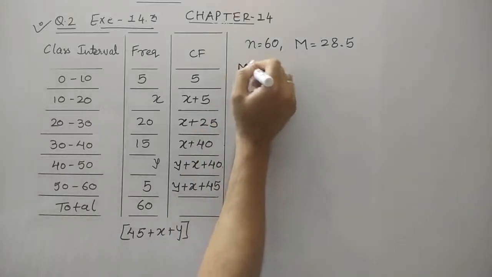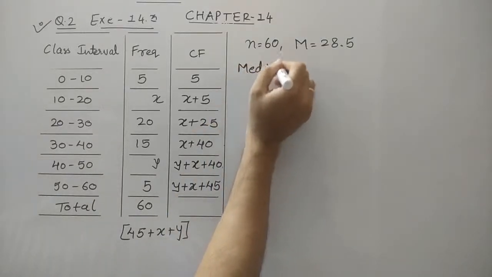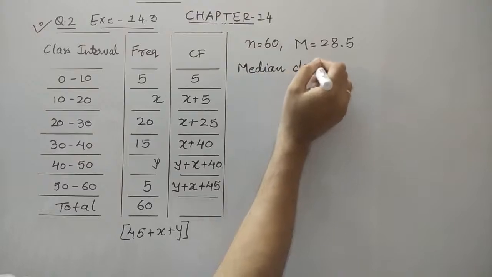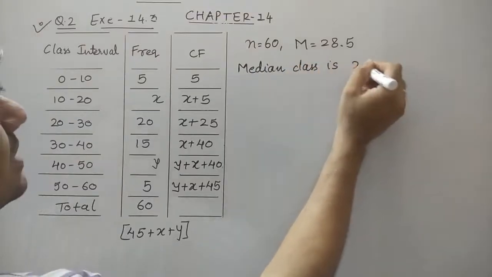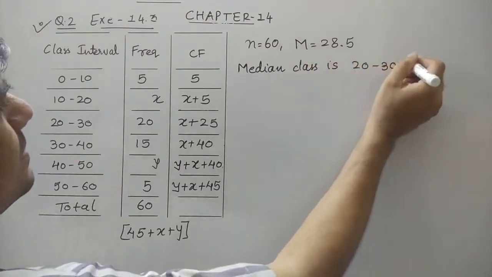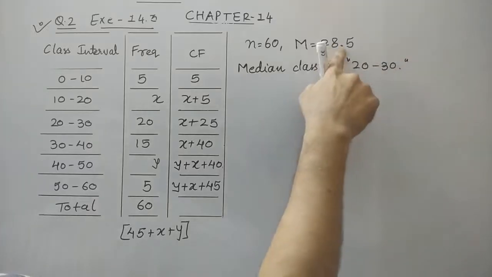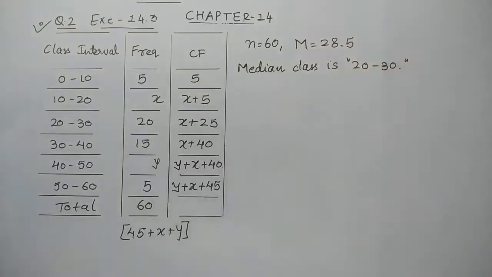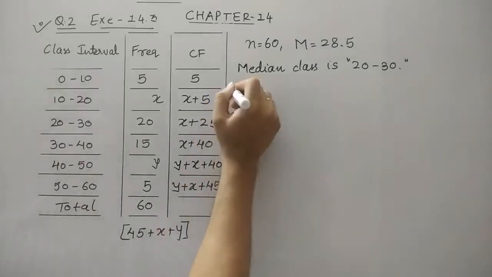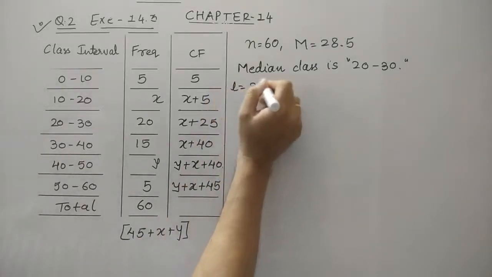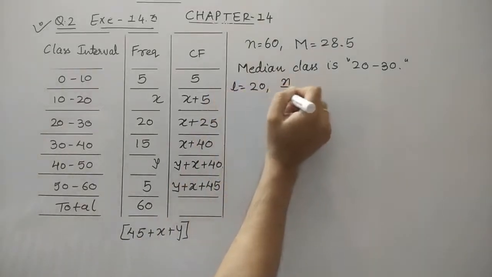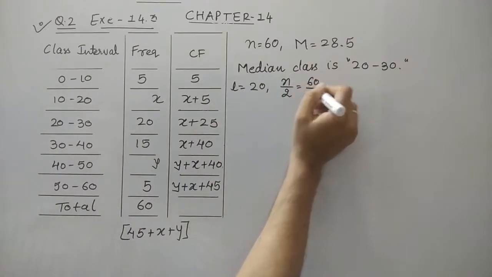So the median class of the given data is 20 to 30. I told you the reason: as the median is 28.5, it lies here. That is why our median class is 20 to 30. Now the rest of the values we know how to find. L is the lower limit or lower boundary. Then n upon 2, that is 60 by 2, is 30.